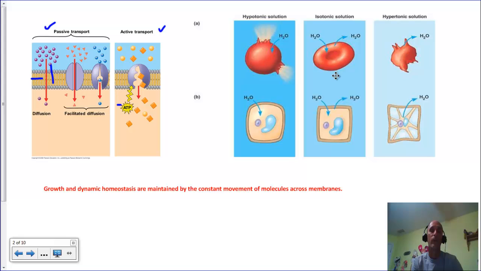Now, if we are in a hypotonic solution, so let's say that you are exercising and you think you need a lot of water.